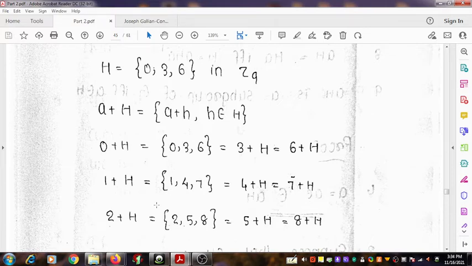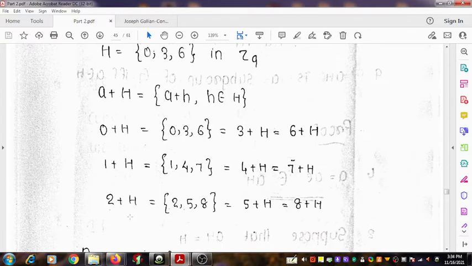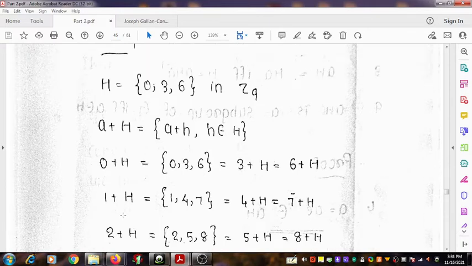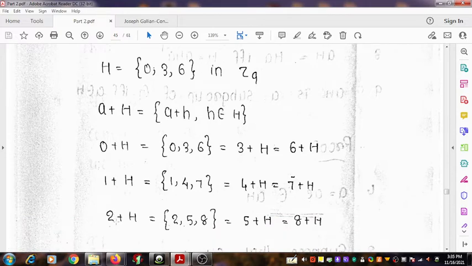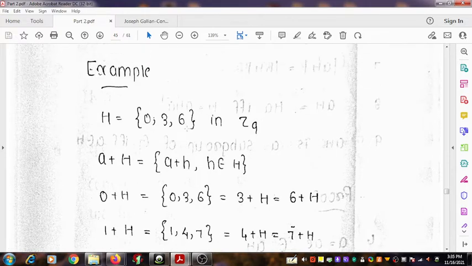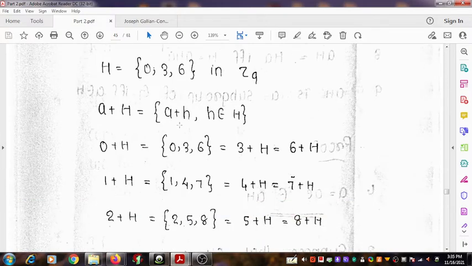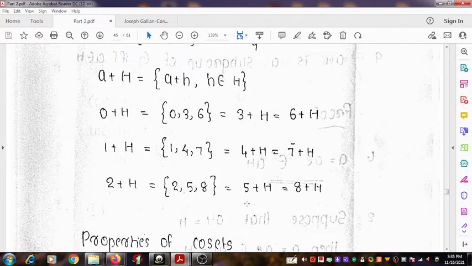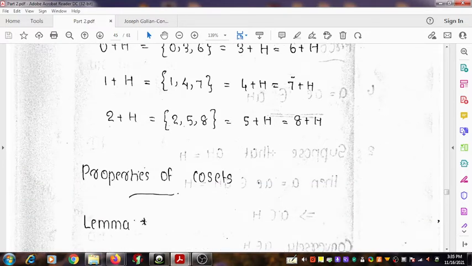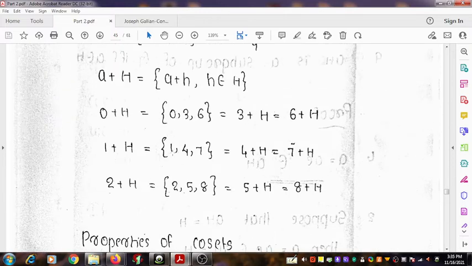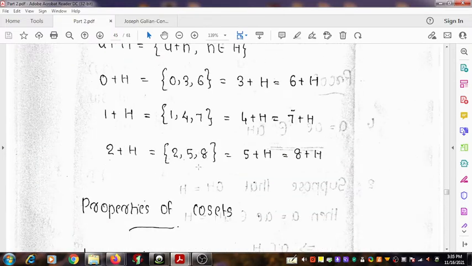And then a third different left coset is obtained by adding 2 to H, so we get 2 plus H equal to 2, 5 and 8. 0 plus 2, 2; 3 plus 2, 5; and 6 plus 2, 8. That is equal to 5 plus H and equal to 8 plus H. Okay, these are very simple examples for the formation of left cosets.